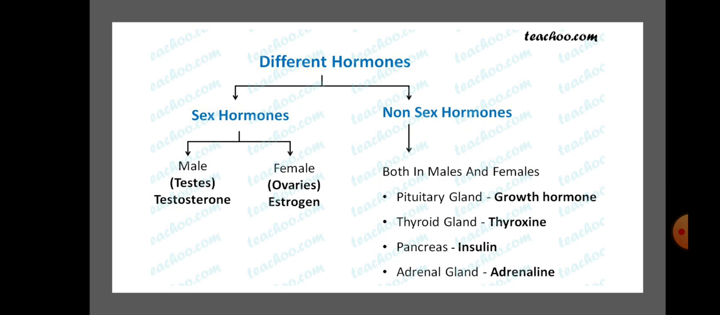The sex hormones are divided into two, male and female. Males produce testosterone. The female ovaries produce estrogen. Next, non-sex hormones, found in both males and females. The pituitary gland secretes growth hormone, the thyroid gland thyroxine, the pancreas insulin, and the adrenal glands secrete adrenaline.